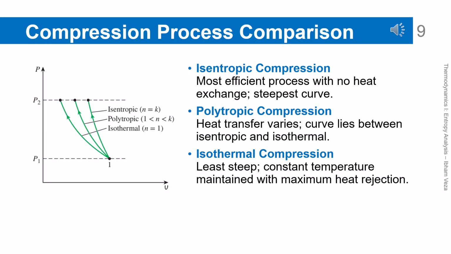The polytropic process lies between isentropic and isothermal, depending on the amount of heat transfer. The isothermal process maintains constant temperature but requires maximum heat rejection. The shape of the curves on the PV diagram shows the difference in work requirements for each process. This comparison is important for understanding strategies to reduce compressor work.